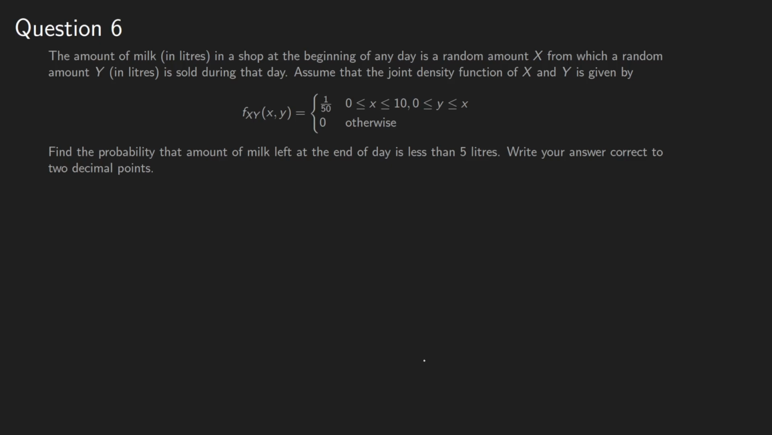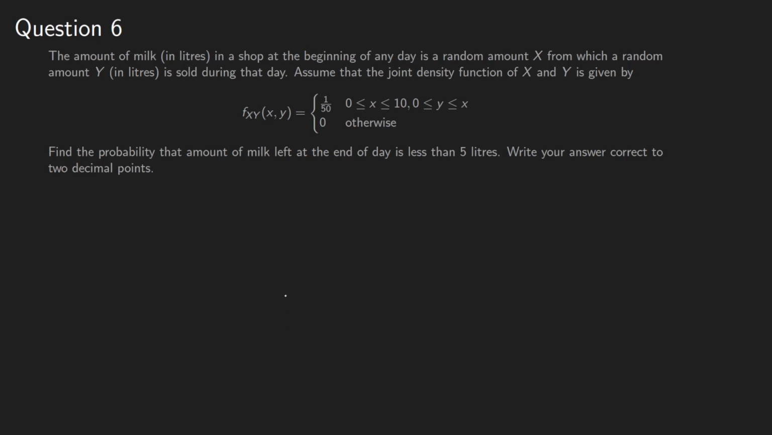So we have to find the probability that the amount of milk left at the end of day is less than 5 liters. So here in the definition of the PDF, you can see that the range of x is from 0 to 10, and x represents the amount of milk in liters at the beginning of the day. So the amount of liters that can be there in the shop at the beginning of the day can be any value between 0 and 10. And from that milk, some milk will be sold during that day, and that we are representing with y.